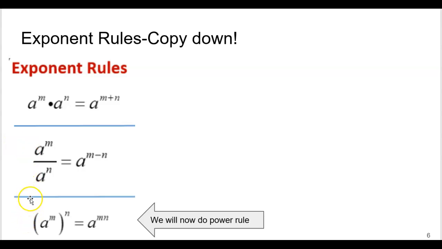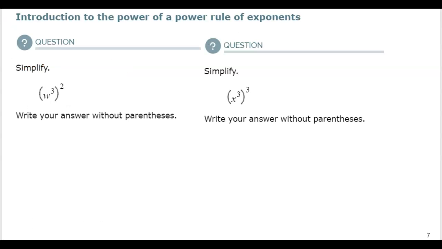We're now going to start doing what's called the power rule. When we have a power to a power, we multiply them. So we're going to go ahead and practice this. This is asking us to write it without parentheses. So you can think of this as w to the third times w to the third. I'd end up adding those, and that's w to the 6th. Or you can think w, 2 times 3.